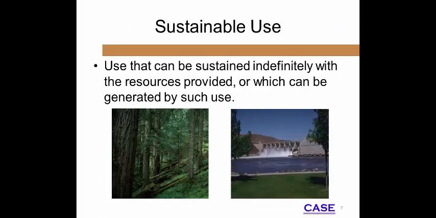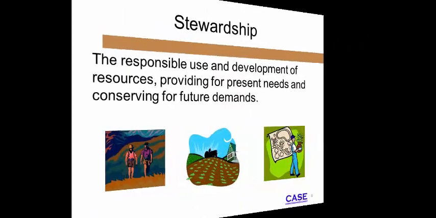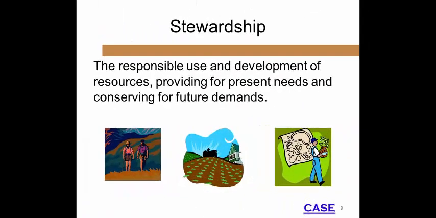Sustainable use, therefore, is the use of resources in such a way that the resource will be available indefinitely. This delicate balance is referred to as stewardship. Caring for the resources entrusted to them is a primary concern for producers.